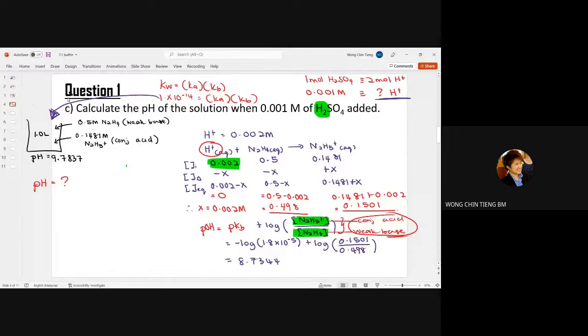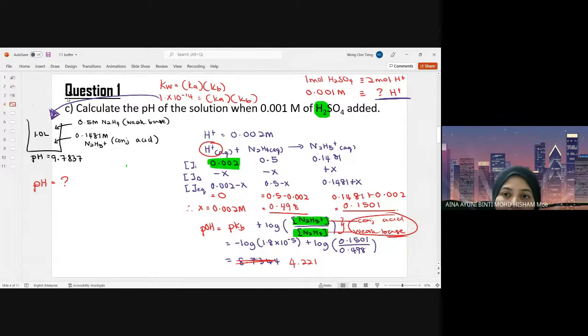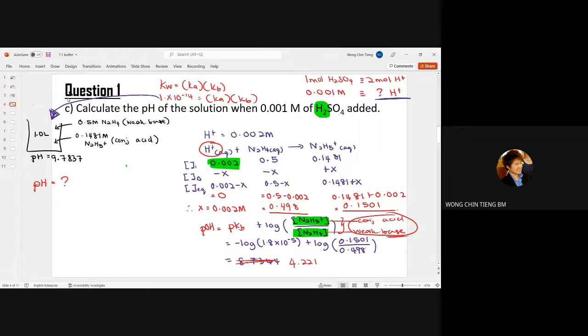Alright, and Allah, saya dah kira dah. Tapi dia dah hilang. So, the pOH calculated. Anybody? I got 4.221. 4.221. 3 titik perpuluhan je. Saya nak 4 titik perpuluhan. Oops. Wait. 4.2239. 4.2239. Thank you. Saya pun dapat yang tu. And that is only the pOH.